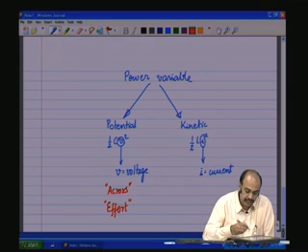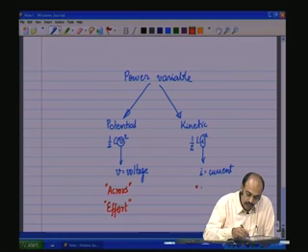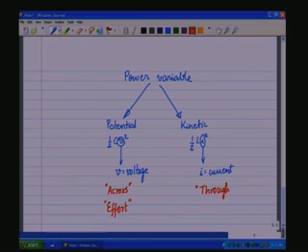The current variable or the kinetic energy storage variable is also called the through variable in some literature. Through variable, because it is the current through the device. It is also called the flow variable, because it implies the energy is stored by virtue of something being in motion or something flowing. So, that is called the flow variable.